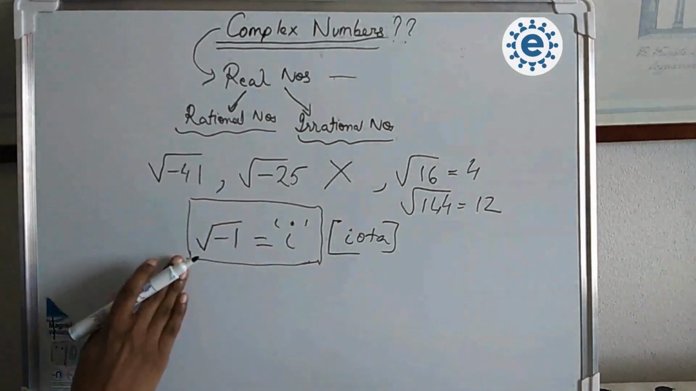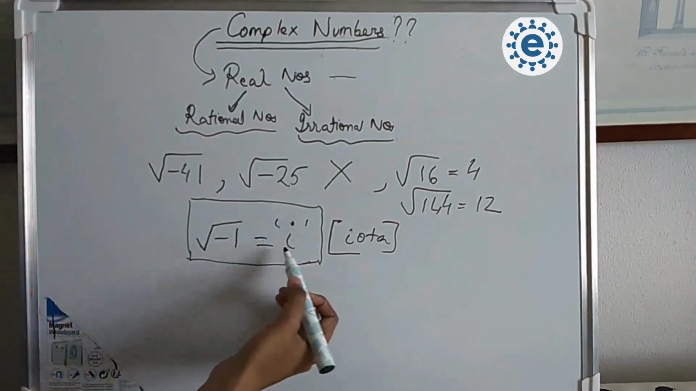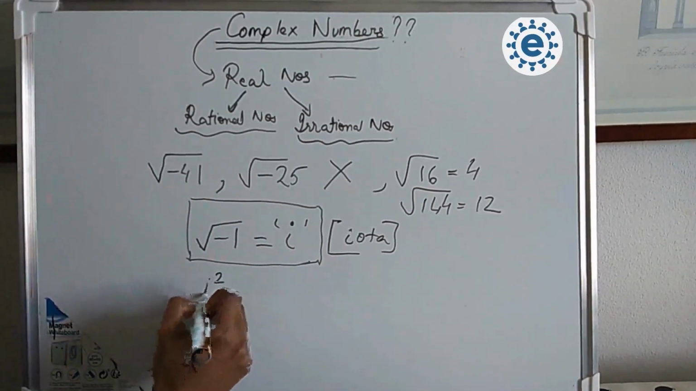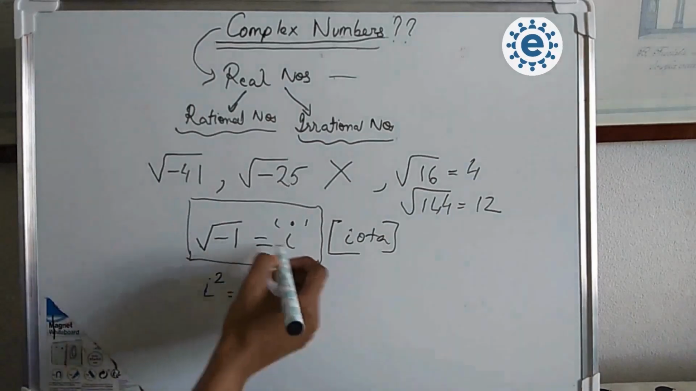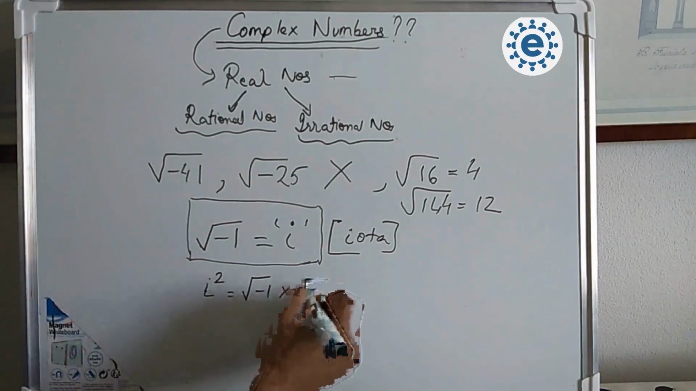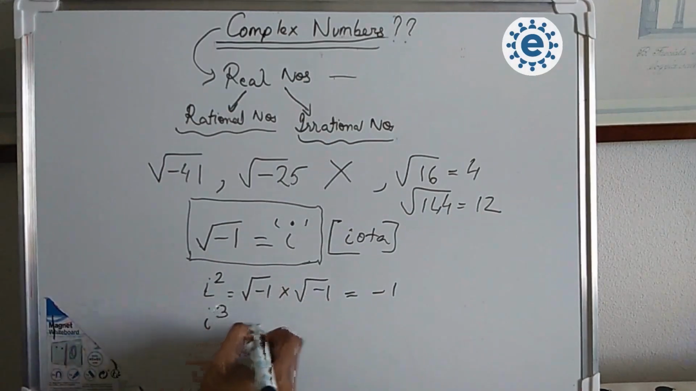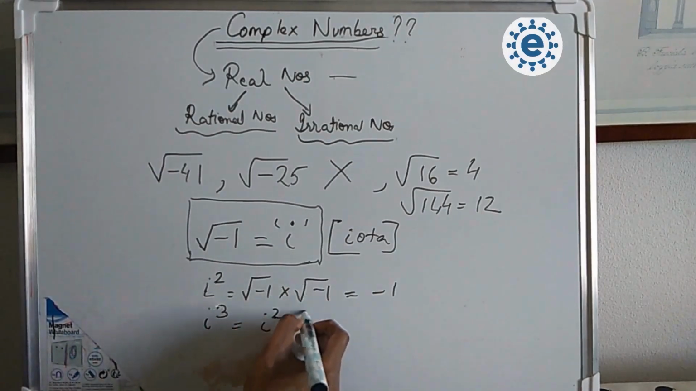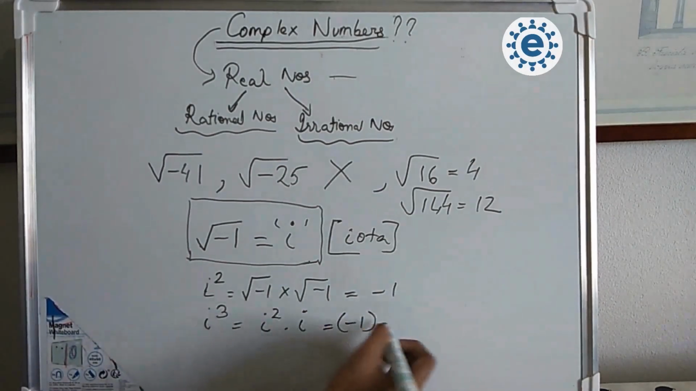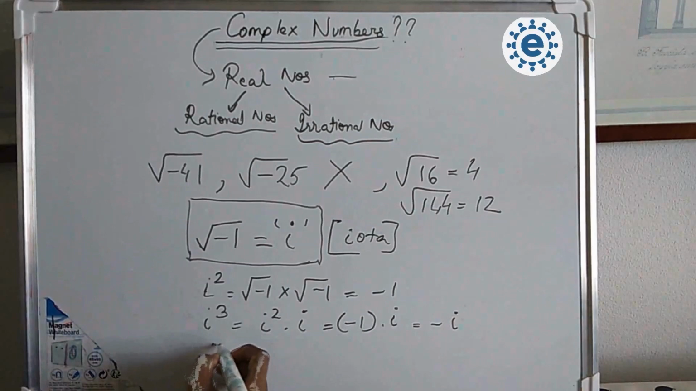So now it is possible to find the square root of a negative number. So we found that square root of -1 is I. Now what will I square be? I square means we multiply two times the square root of -1, which is -1. Then I cube, we will split into 2 parts. I square is -1, we have already found out, and this is I. So it is -I.